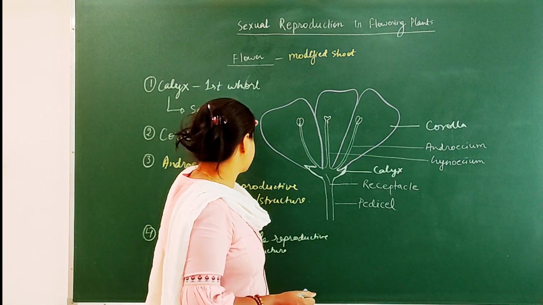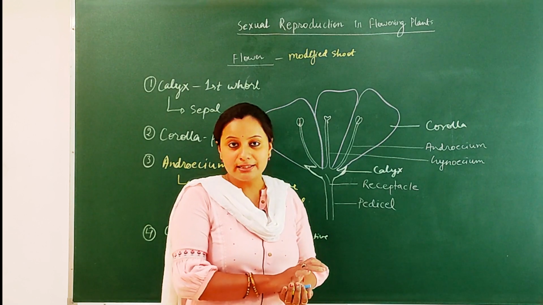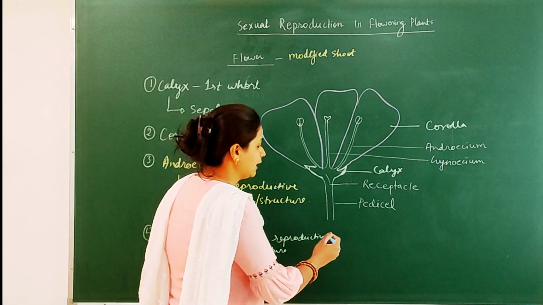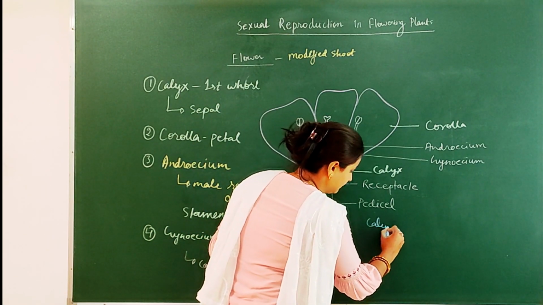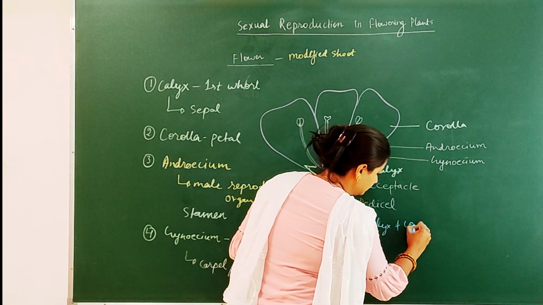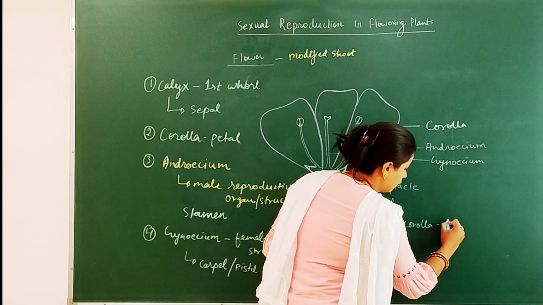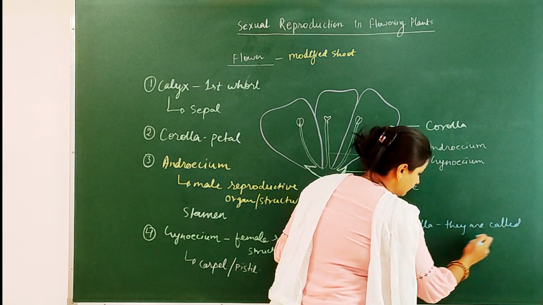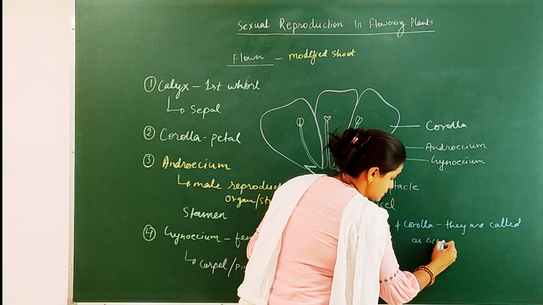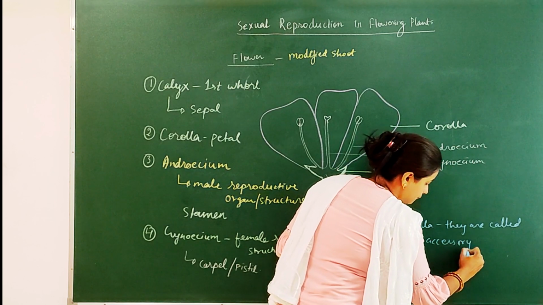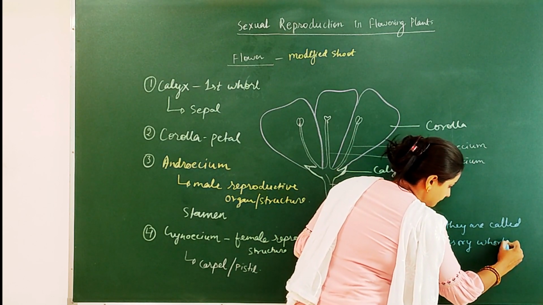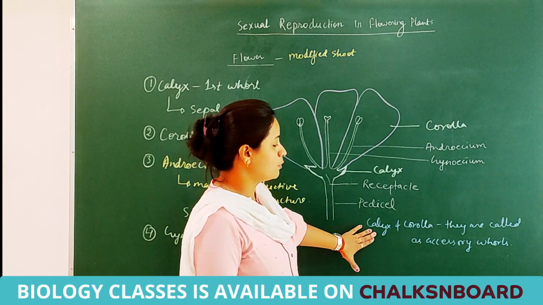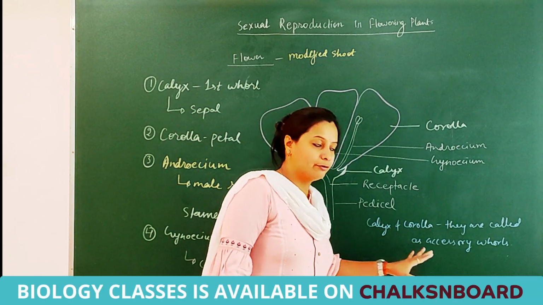Here we should understand that calyx and corolla do not get involved in the process of reproduction. Calyx and corolla are just there to attract insects and to provide protection to the flowers, and that is why they are called accessory whorls. Accessory whorls means they do not participate in the process of reproduction. It means they do not play any role in the process of reproduction.